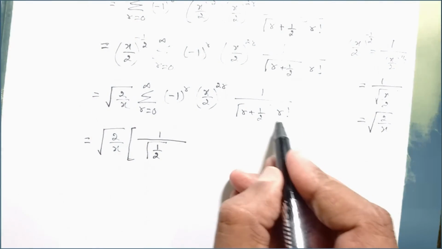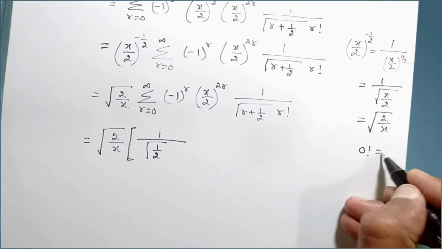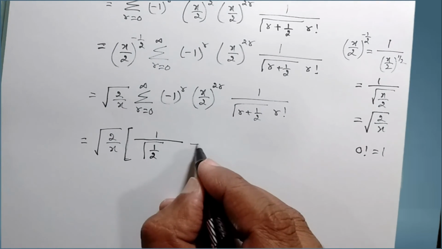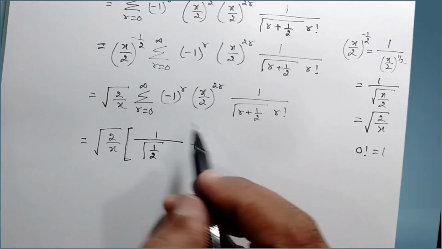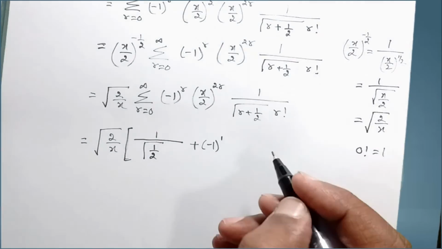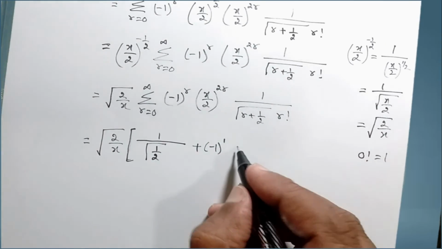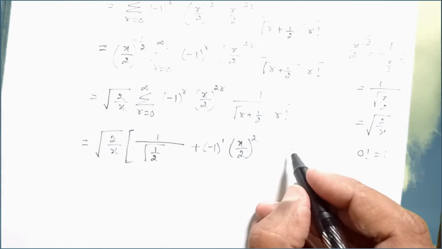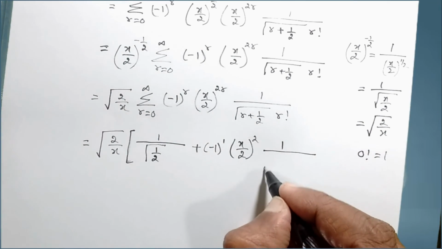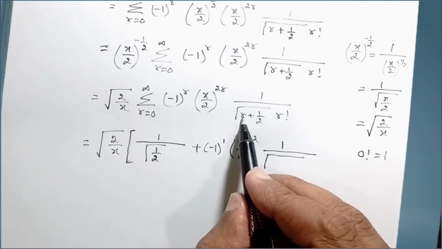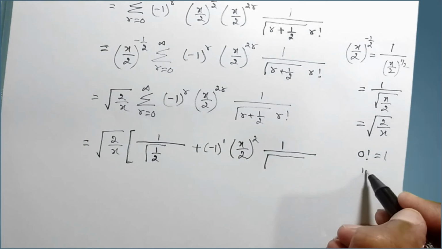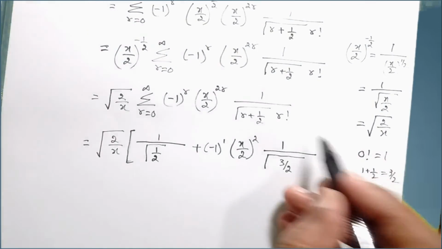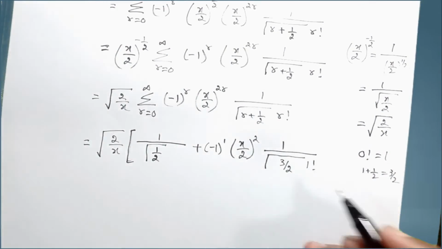Into 0 factorial, which will be 1 itself. We know that 0 factorial will be 1. So we'll just be getting 1 by gamma of half. Next value of r will be 1. So minus 1 power of 1. Here r value will be 1, so we'll be getting x by 2 whole square, into 1 by gamma of 1 plus half, which is nothing but 3 by 2. So we'll be getting gamma of 3 by 2 into this 1 factorial.